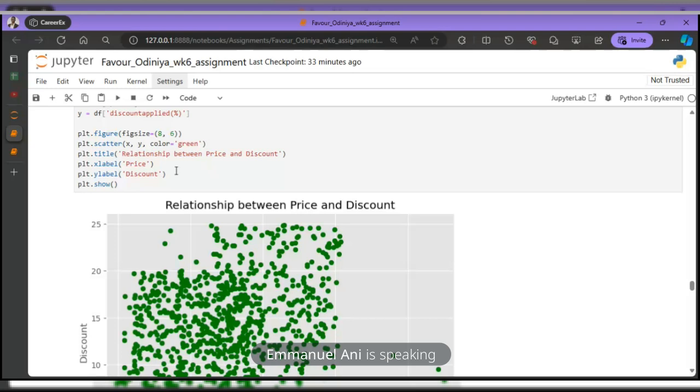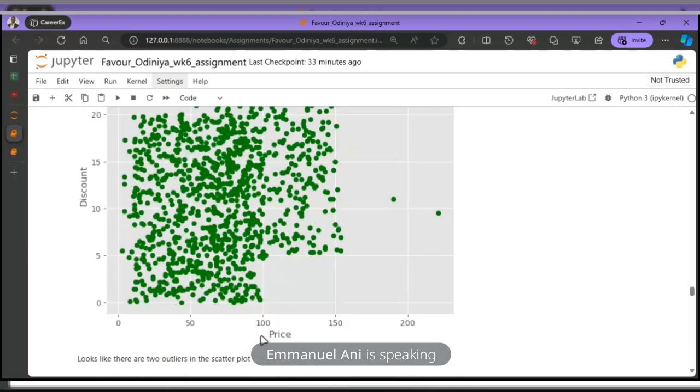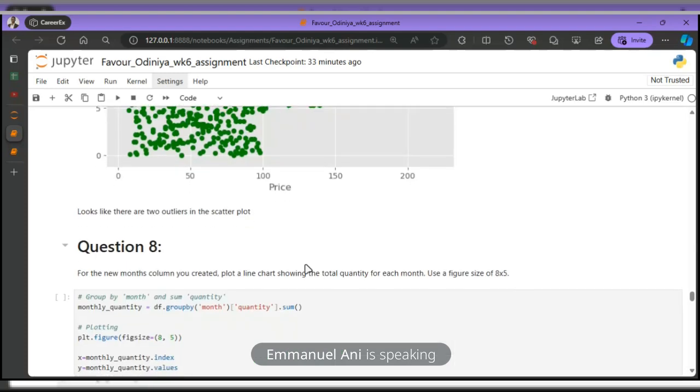You notice by now that Seaborn and Matplotlib are tightly integrated. If you use Seaborn to create a chart, you can actually use Matplotlib to label that chart or just edit that chart and edit the figure size and all of that. It's just tightly integrated, just like NumPy and Pandas, because Seaborn is built on top of Matplotlib. All right. So this is your scatter plot between discount and price. We did this in class last week.